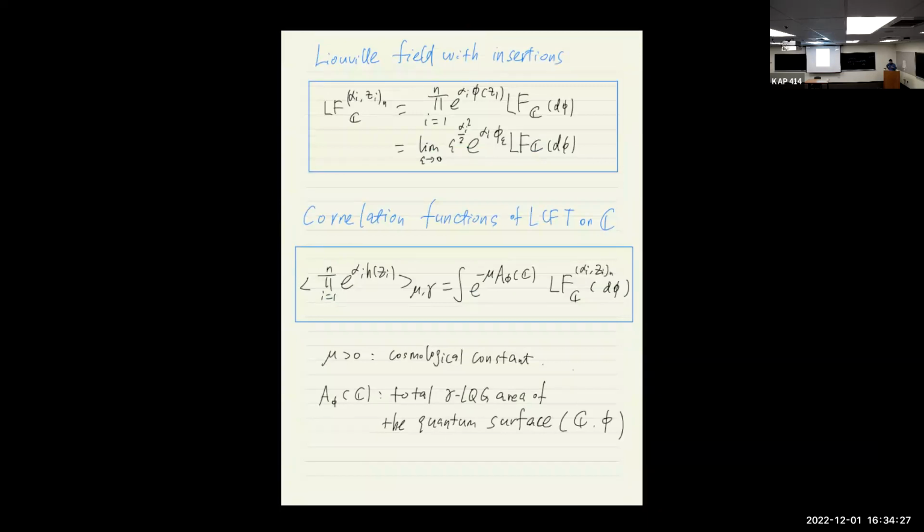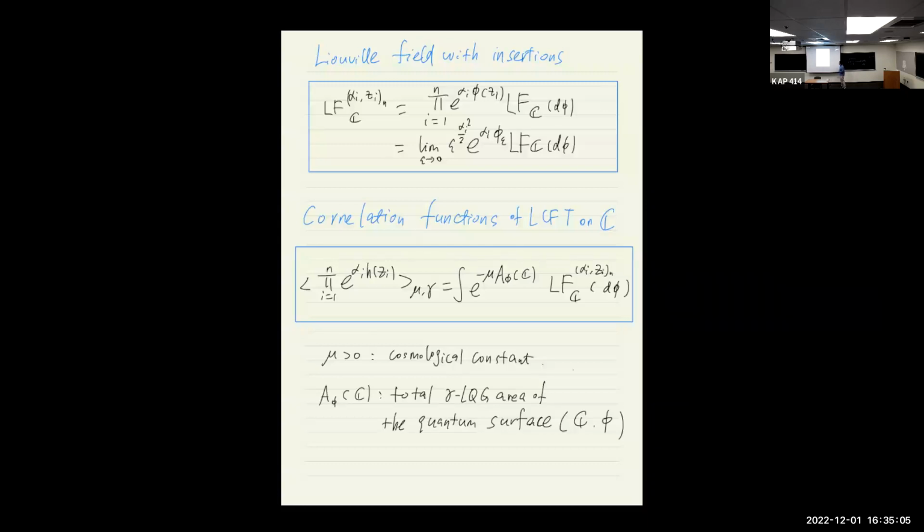Okay, so before I talk about the connection between these two kinds of quantum surfaces, I want to first explain something which is nice about this Liouville field. One thing you can do is define the so-called correlation function. Once I have the base field, which is the Liouville field, I can also relate it by these exponentials, and this can be realized by taking these limits.